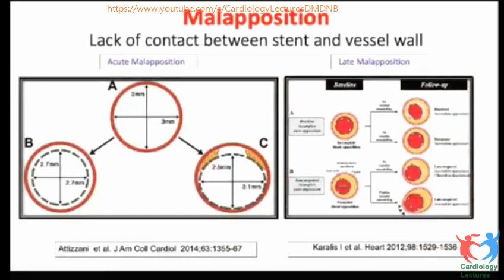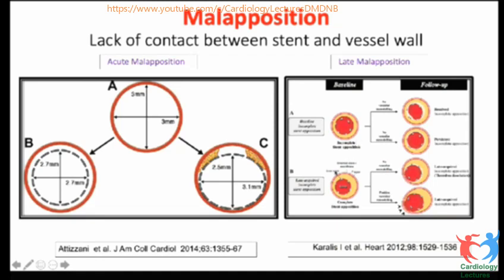Moving on to malapposition. Malapposition is lack of contact between the stent struts and the vessel wall. It can occur either acutely or during follow-up. Acute malapposition occurs due to two reasons. One is a correctly selected stent but under-deployed, or an undersized stent. Either undersizing related or under-deployment related, or block related. Block related means you have a calcified block that does not allow your stent struts to move towards the vessel wall. That is called block related malapposition.